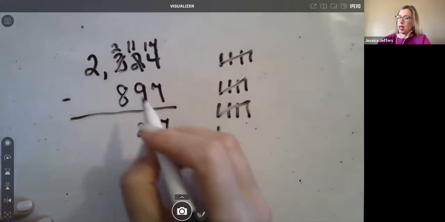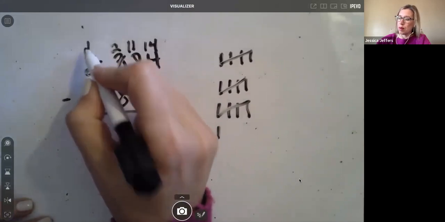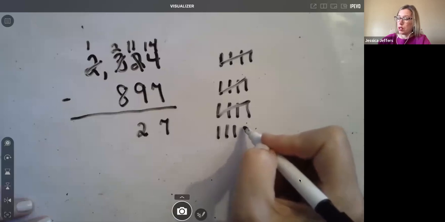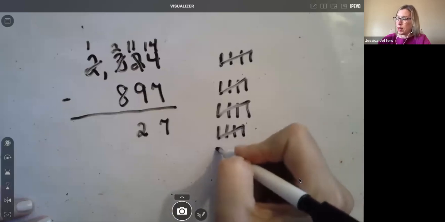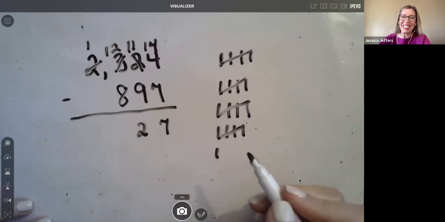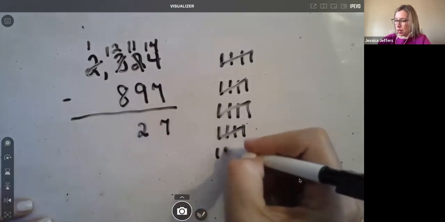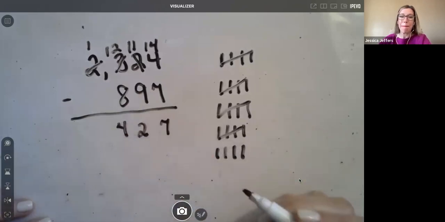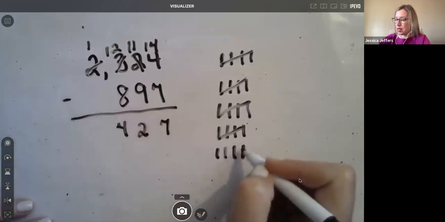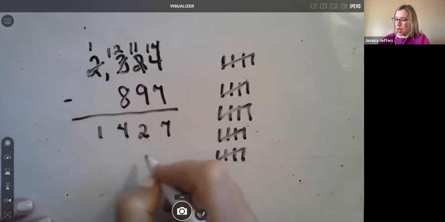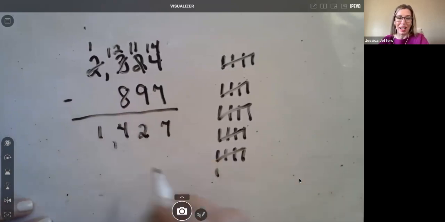Yes, you can. I'm going to go next door to the 2, borrow from it, not a 2. Make it a 1, which is not a 1. Give the 1 to the 2, which is not a 2, which makes it a 12, which is not a 12. You with me so far? So we have 12 minus 8, not a 12, minus 8, which gives us 4, which is not a 4. And 1 minus nothing, again, not a 1, gives us 1, which is not a 1. All right, and so our answer here is 1,427.